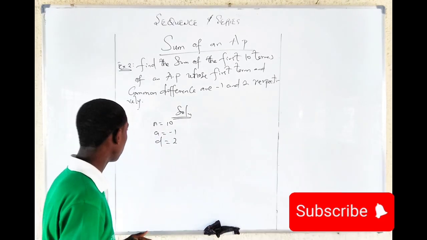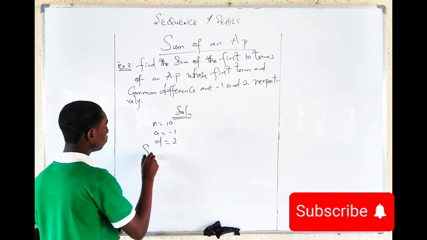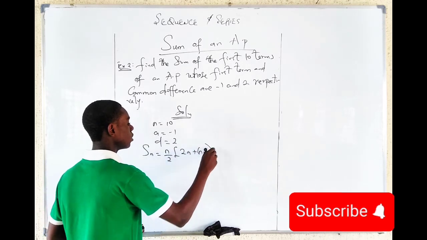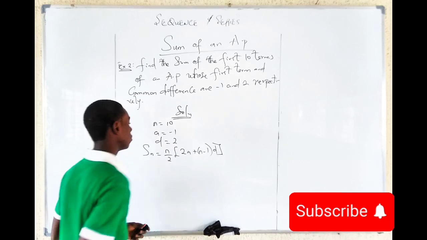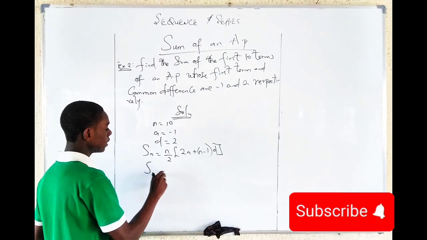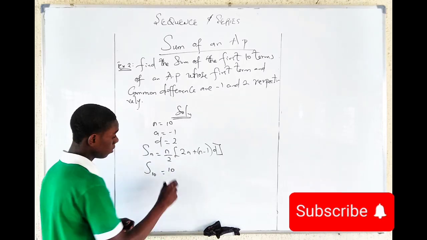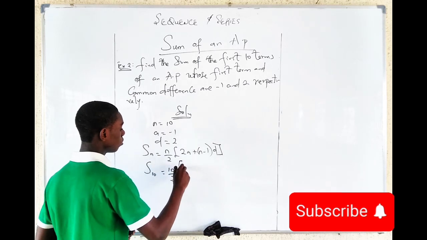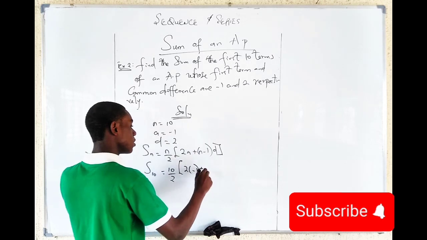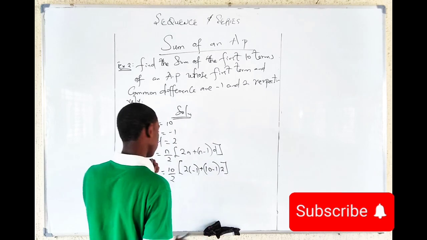So in solving this, we are going to use the first formula I derived for sum of terms. So S of n will be equal to n over 2 into 2a plus n minus 1 d. So this is the first formula. So to solve this, the sum of the first 10 terms will be equal to n, which is 10, all over 2 into 2 into a, which is minus 1, plus number of terms, 10 minus 1, multiplied by the common difference, which is 2.